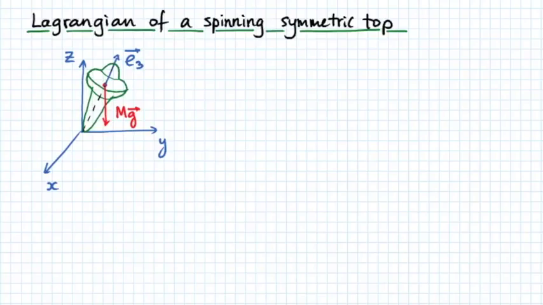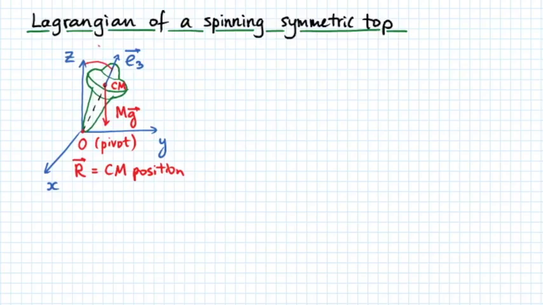Lagrangian of a spinning symmetric top. Consider we have a symmetric top as shown, which is fixed around origin O because we are not interested in lateral position. The symmetric top is subject to gravity, mg, positioned at the center of mass. Principal axis E3, which has a different moment of inertia, forms angle theta with respect to axis z.